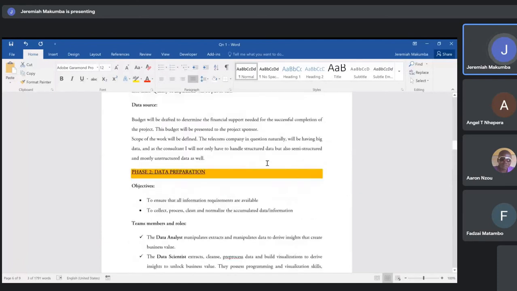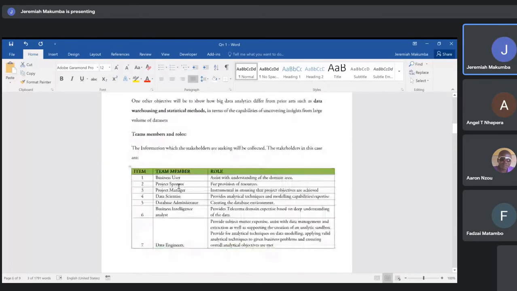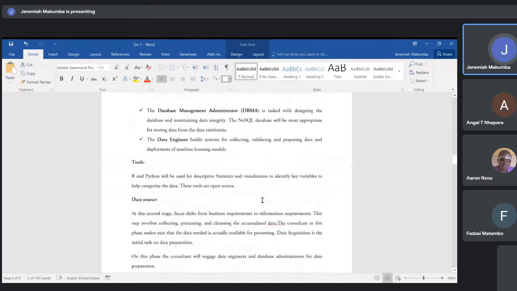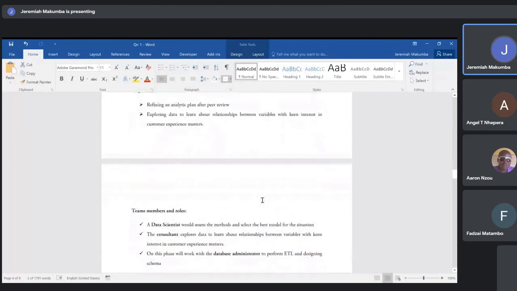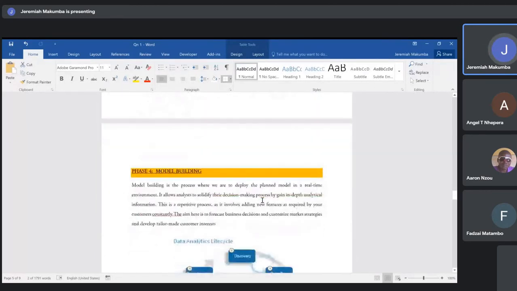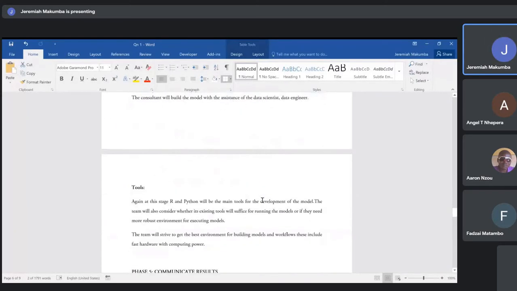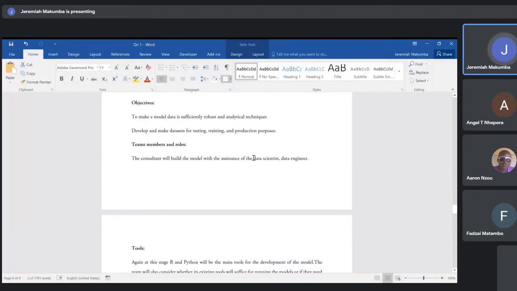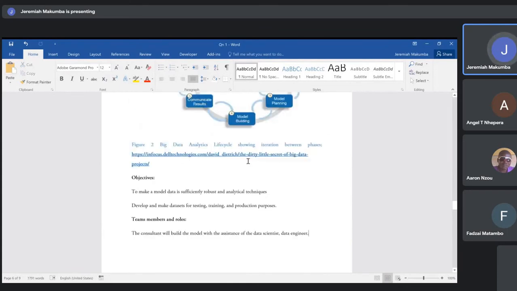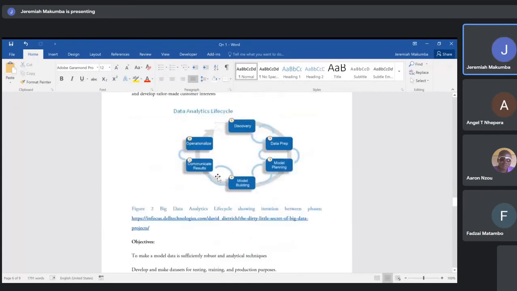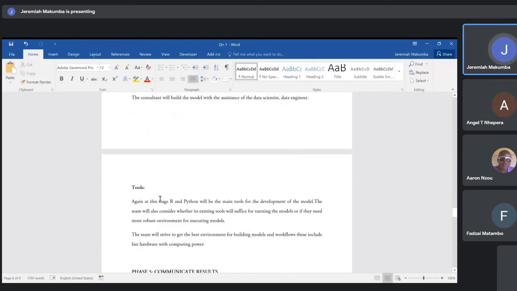Maybe if I can just show you here, we're having the business users, sponsors, and the like, including the data engineers as well as the DBA. But as we are now going down here, we are shifting and reducing the number to more specialistic team members. Here is actually the role of the data scientists and data engineers alone on this phase, which is the model building, right? Then on the tools which are going to be used, we have selected R and Python, which will be the main tools for the development of the model.